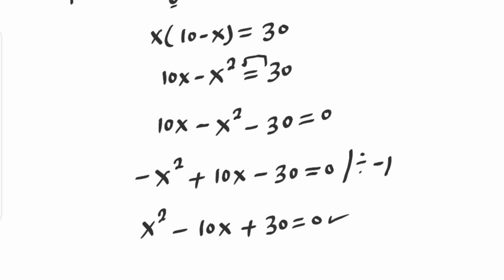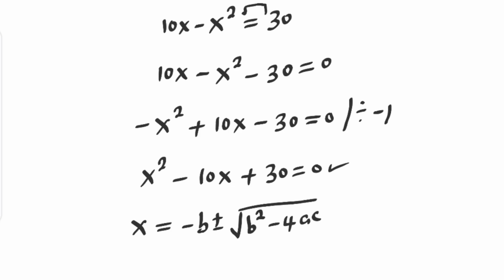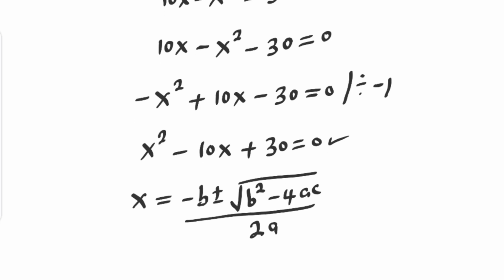This is a quadratic equation which can be solved using the quadratic general formula. And the quadratic general formula is given as x is equal to minus b plus or minus square root of b squared minus 4ac over 2a. Then from this equation, a is equal to 1, b is equal to minus 10, c is equal to 30.